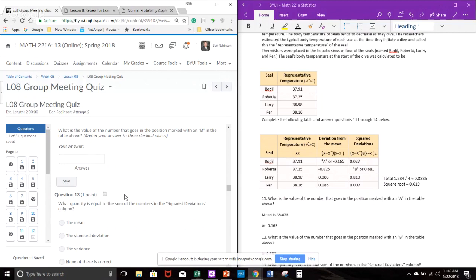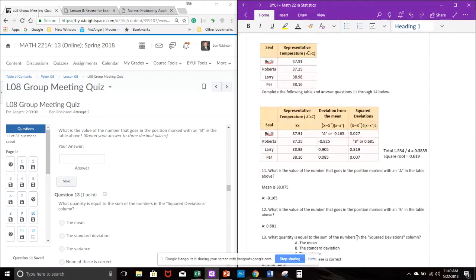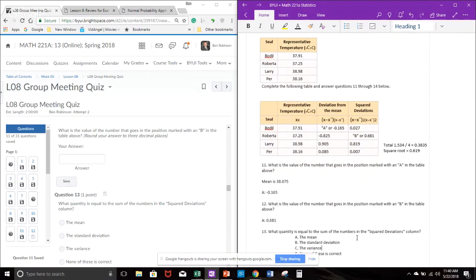Oh, I got the next one wrong also. What is the value of the number that goes in the position marked with D in the table above? Round your answers to 3 decimal places. Okay, I got 0.689. What answer did you get? Sorry, what did you have here? Okay, I got minus 0.83.